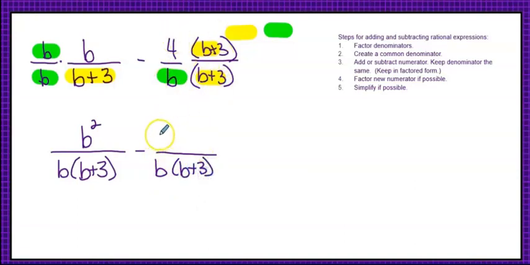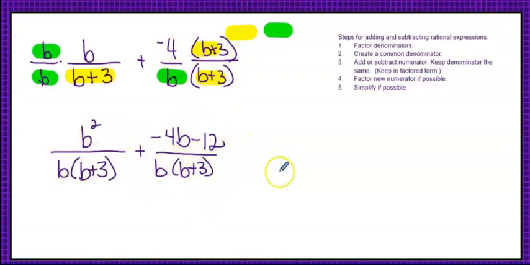Okay, so that's 4b. Actually, you know what I'm going to do? I'm going to change this to plus negative 4, and then I'm going to distribute in that negative 4, and that'll make it a little bit easier. Minus 4b minus 12. Okay, so I've got my denominators the same.